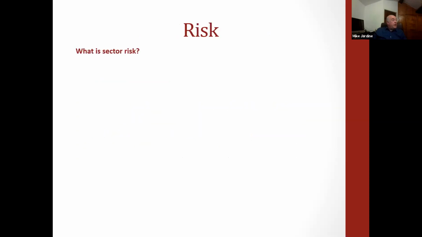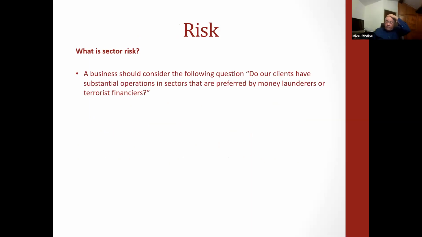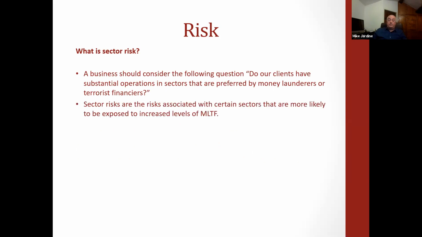So the fourth one is sector risk. A business should consider the following question: do our clients have substantial operations in sectors that are preferred by money launderers or terrorist financiers? Things like sectors which are perhaps cash businesses. There's certain sectors that are purely cash. Taxi drivers, some market traders deal purely in cash. Have a look at that. Is that a risk, and how are you going to mitigate it?